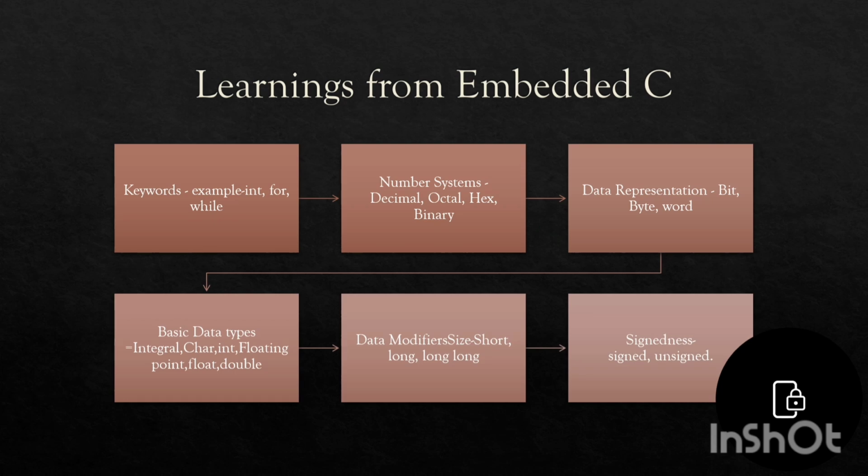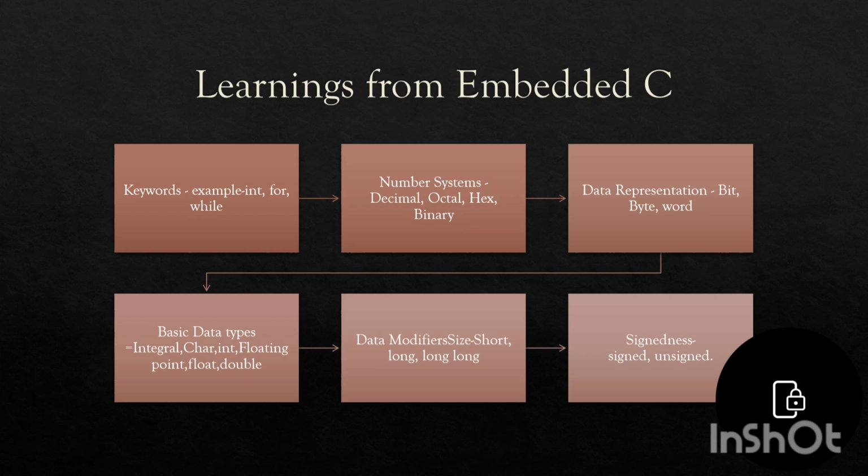Learning from embedded C. This slide is breaking down some core concepts you would learn when working with embedded C. And in C, the keywords. In C, certain keywords like int, for, while are used for basic operations. Keywords are reserved words with special meaning. For example, int is used to declare integer variables. For and while loops are used for iteration.